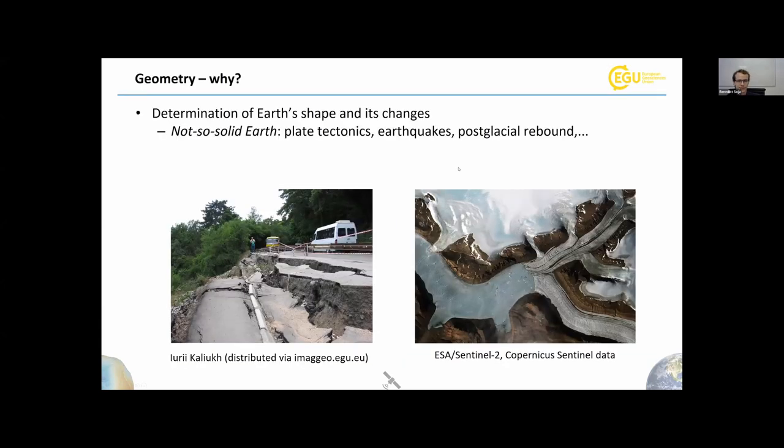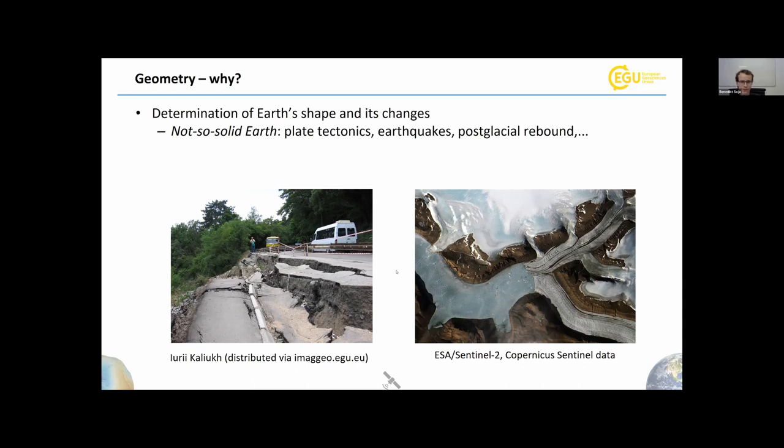Now, why should we do this? As you have seen in the first example shown by Andreas, the Earth is not completely solid and rigid. There's actually a lot going on. And the most important aspect is, of course, when humans are affected, for example, in the case of strong earthquakes or landslides. And geodesy can, in this case, contribute with measuring the change in the Earth deformation.